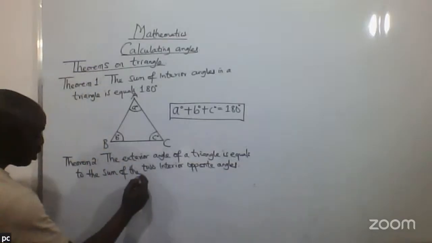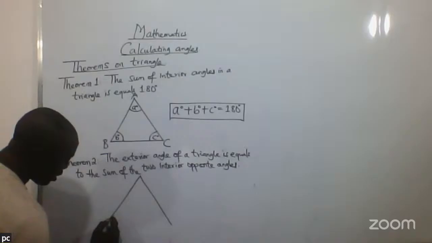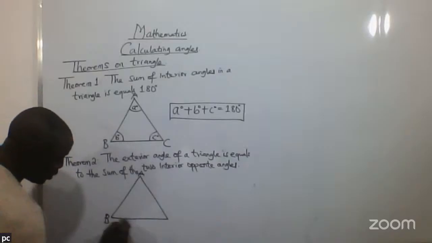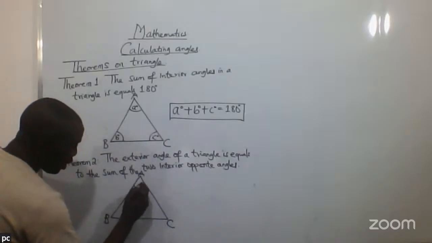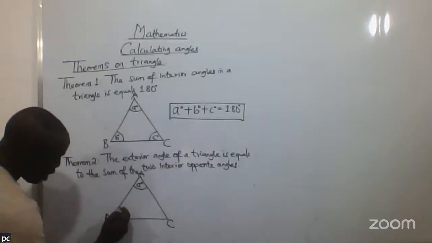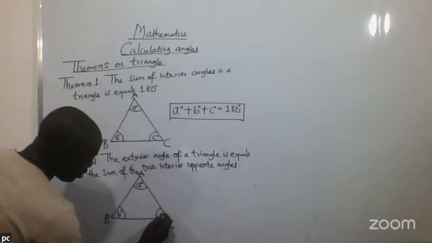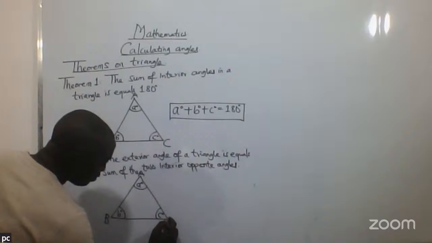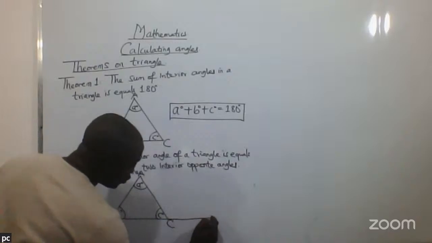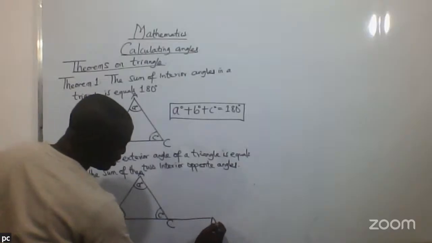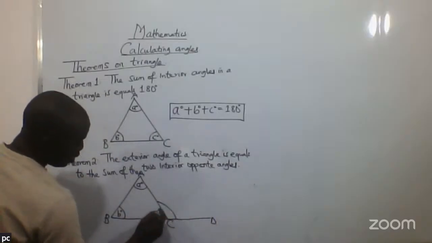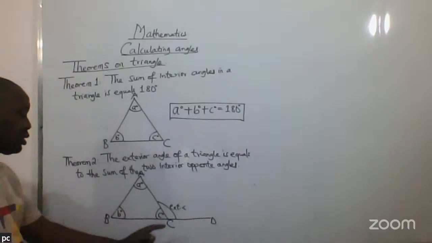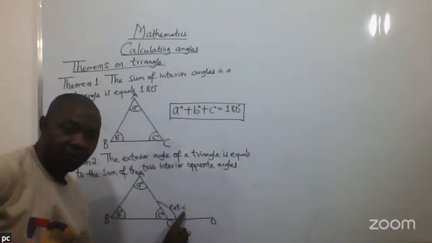Now listen, we have a triangle. This is triangle A, B, C. Angle at A is a degrees, angle at B is b degrees, angle at C is c degrees. Now let's say point C is produced outward to another point D. Then the angle here, you can see this is the exterior angle. This is the symbol for angle.